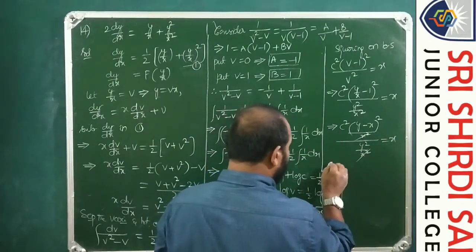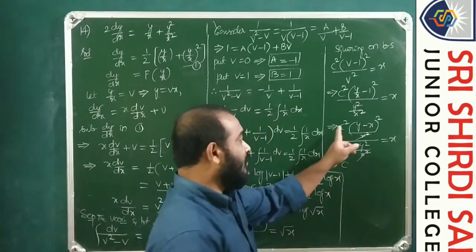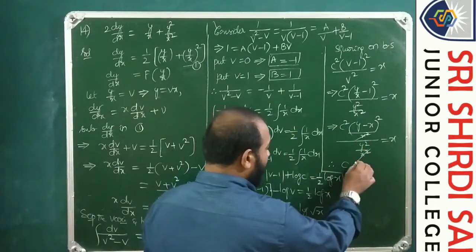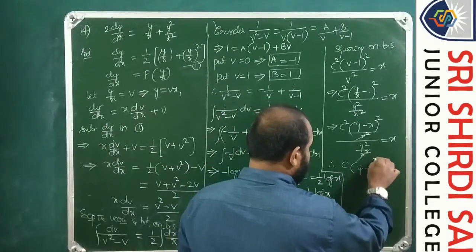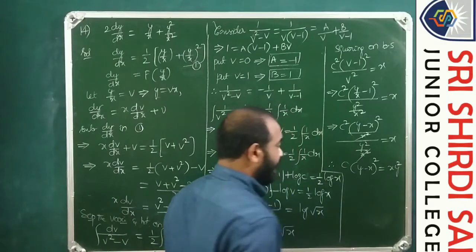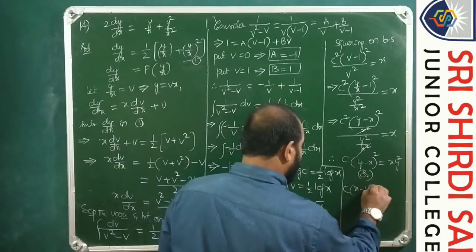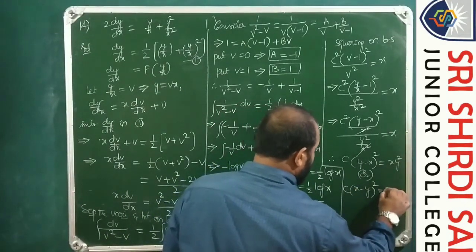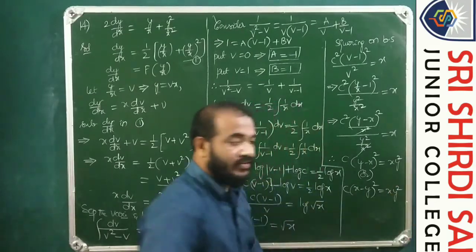Therefore, C square can be written as C, so C into y minus x whole square is equal to x y square, or x minus y whole square, both are the same, is equal to x y square. This is the required solution.